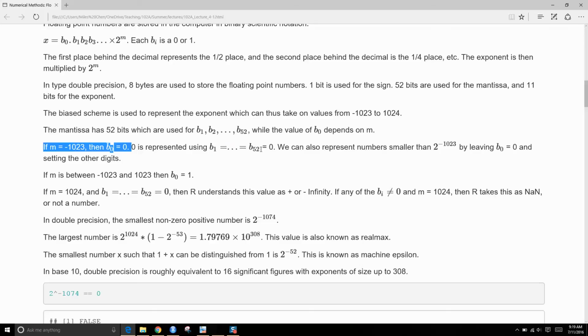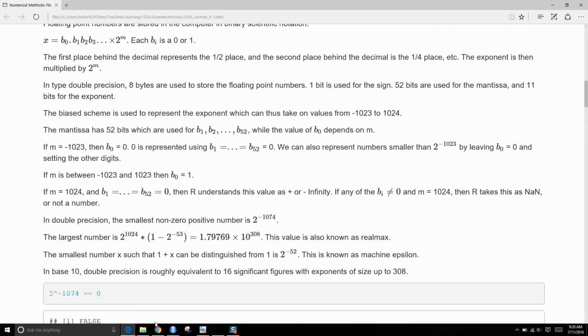So the value 0 is represented by having the exponent equal to negative 1023 and all of the bits equal to 0. Okay, and then we can get values actually smaller than 2 times 10 to the negative 23 by leaving b0 equal to 0 and then setting the other digits.